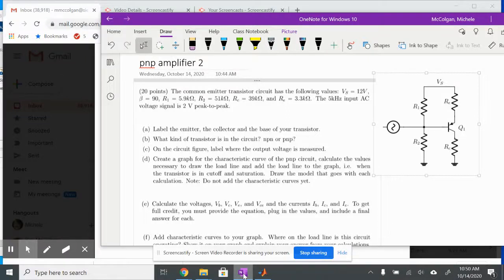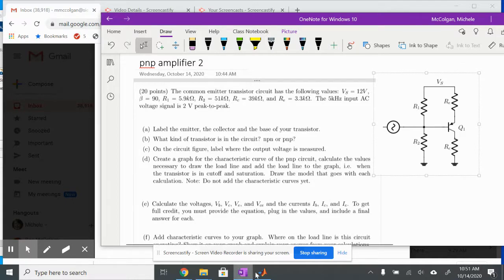So I have a common emitter amplifier circuit. I've got a source voltage, beta, R1, R2, R collector, and R emitter resistors. I have an input 5 kilohertz time varying AC signal, and it has a voltage amplitude of 2 volts peak to peak, which means 1 volt for its amplitude.